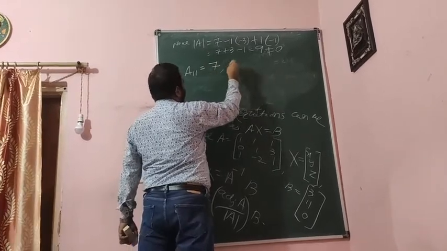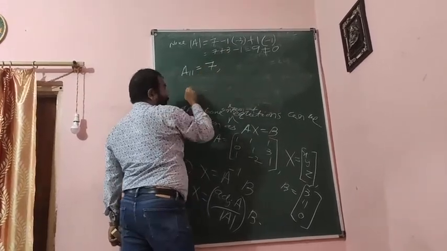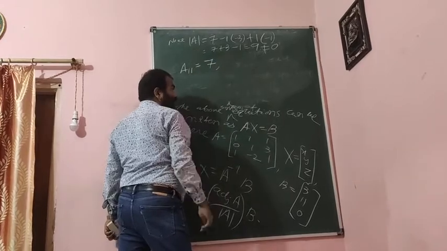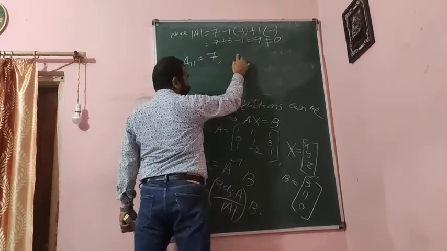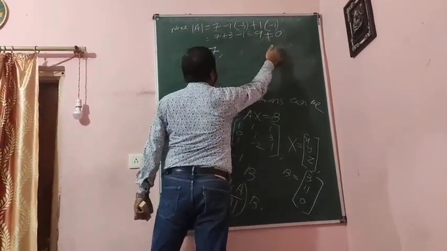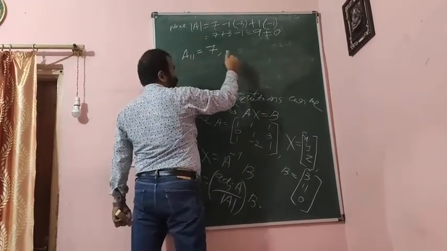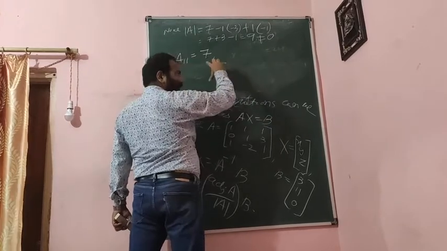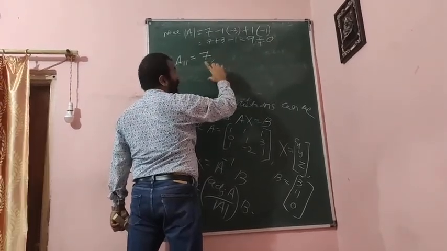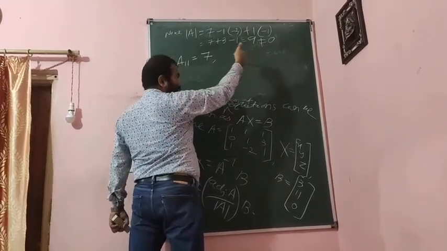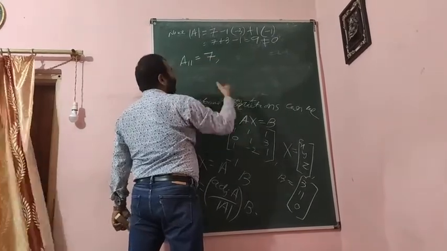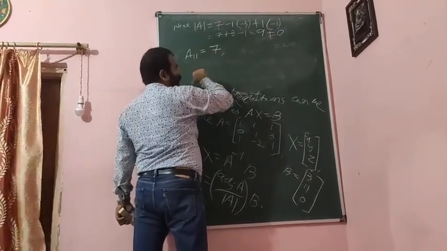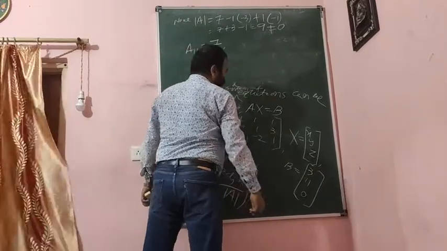And here you write, better you write column wise because we will do the transpose. Here A11, here A12, here A13. Here A21, A22, A23, A31, A32, A33. This is the cofactor matrix. Again we will find the transpose, right? Rows will be changed to columns. So better from the initial stage you change the rows so that it will be easy to calculate the adjoint.